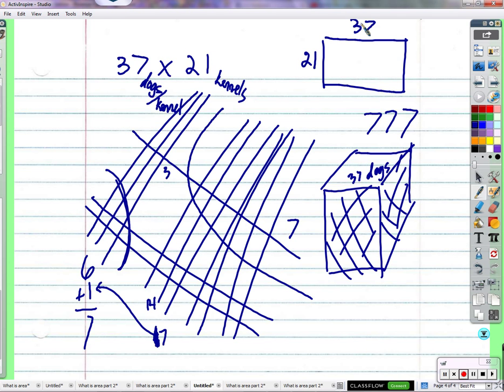Here I could look at it this way. It's like 37 feet this way, and each one of those, I can stack a column of 21. So in this case, I have 37 21s. And multiplying together is really just a faster way of counting up all of those things that exist, whether they be squares or dogs or whatever.